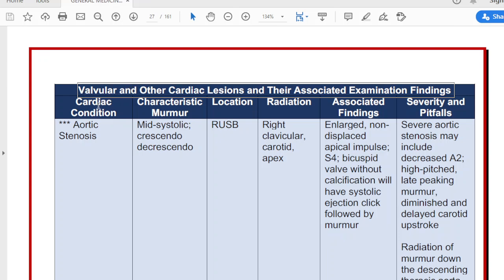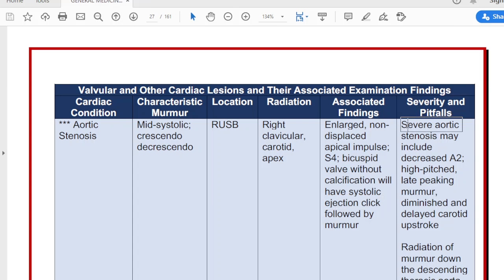Valvular and other cardiac lesions and their associated examination findings. Cardiac condition: aortic stenosis, valvular. Characteristic murmur: mid-systolic, crescendo-decrescendo ejection. Location: RUSB. Radiation: right clavicular. Associated findings: enlarged, non-displaced apical impulse, S4. Bicuspid valve without calcification will have systolic ejection click, followed by murmur.